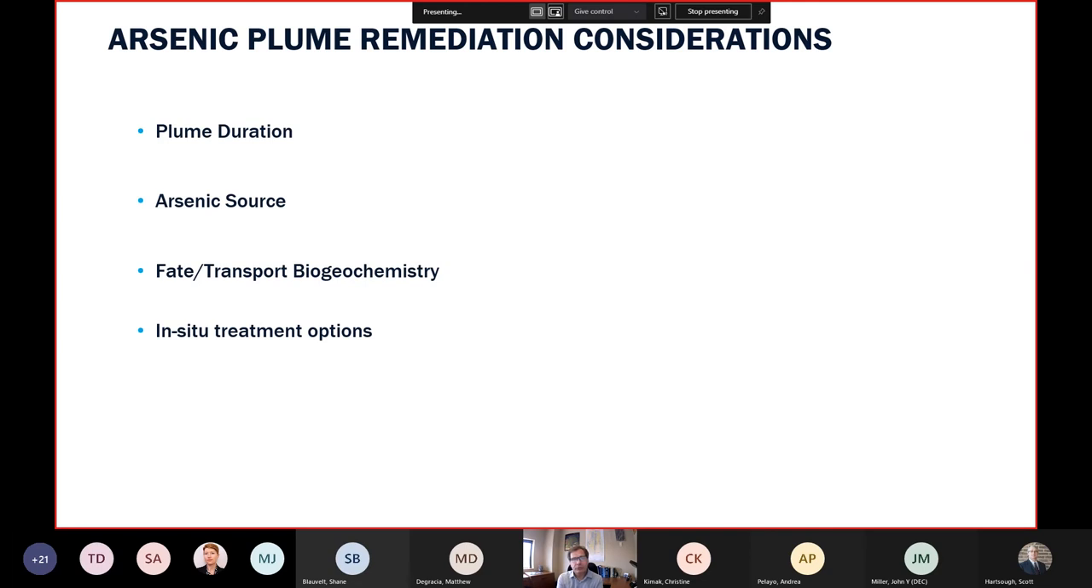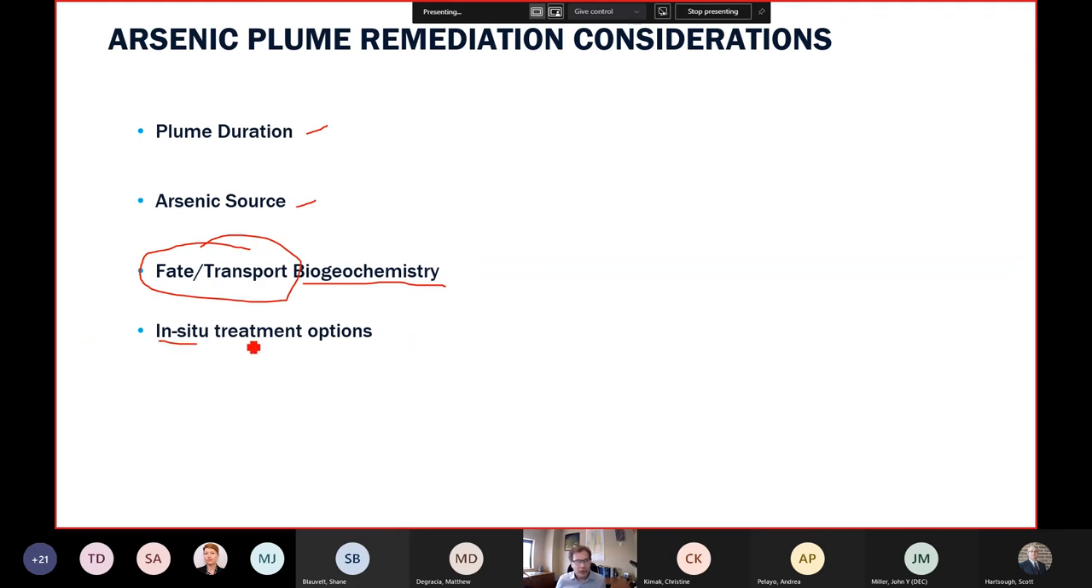So what do we think about in terms of remediation considerations for arsenic? We have plume duration. How long is it going to be there? That's a question everybody wants to know. What's the arsenic source? That relates to plume duration, and it relates to plume longevity as well as distance. Fate and transport biogeochemistry. As you will see here today, the biogeochemistry is very related to this fate and transport. And as you will see, the dynamics of arsenic mobility are quite a challenge when it comes to our classic approaches to treating general pollutants.